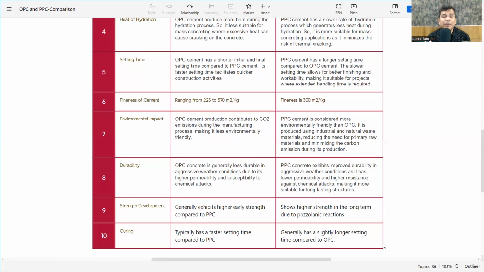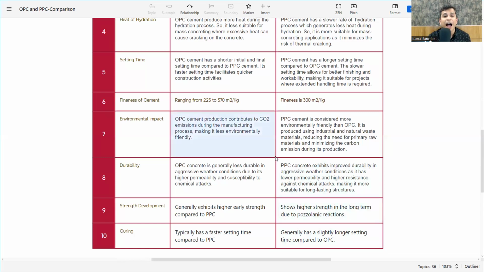And what is the curing? OPC typically has a faster setting time compared to PPC, and PPC generally has a slightly longer setting time compared to OPC. The only reason is that we have the pozzolanic reaction. That's why the curing time and the setting time will be more. But in other areas, durability, workability, environmental impact, everything, PPC has the benefit over OPC. That is why PPC is now widely used.